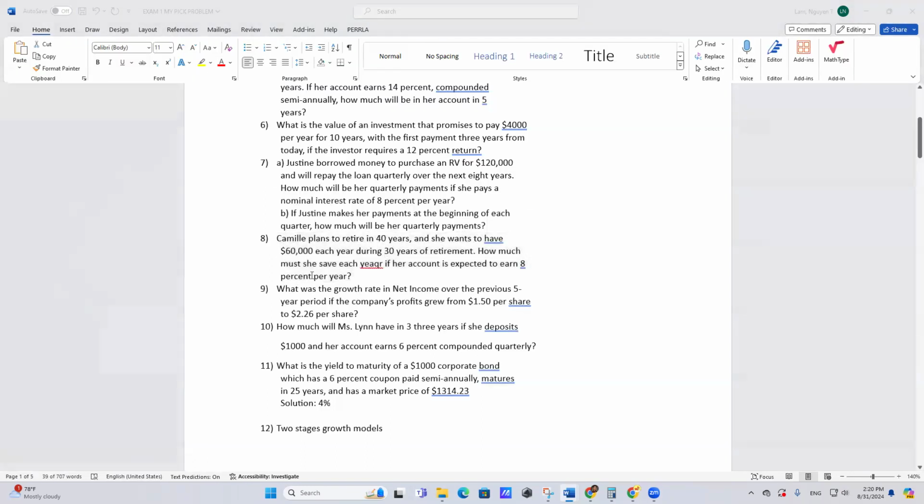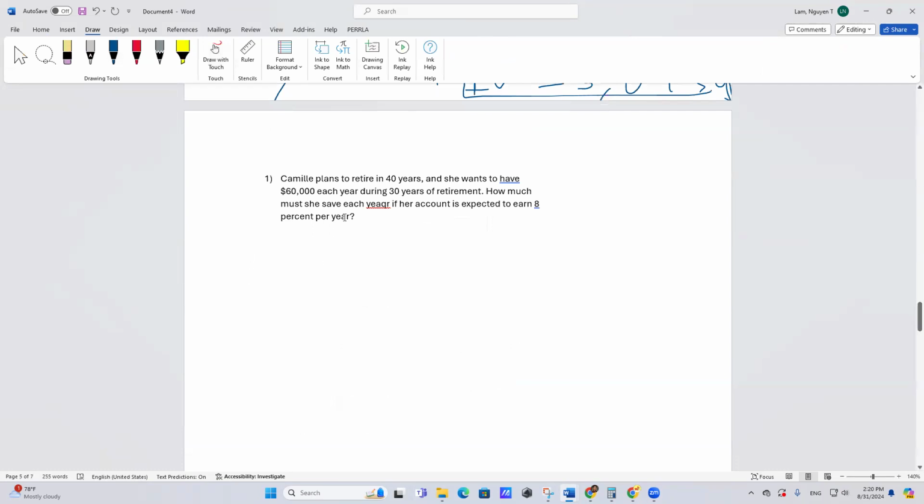This one is the eighth question. Camilla plans to retire in 40 years. She wants to have 60,000 each year during the 30 years of retirement. So you see, there is a delay from year 0 to year 40, right?